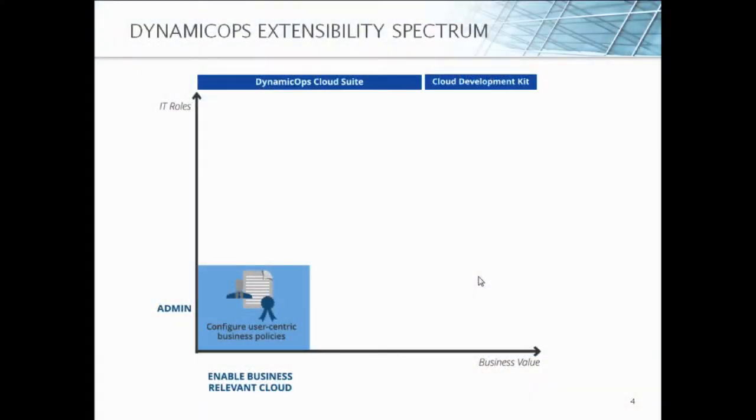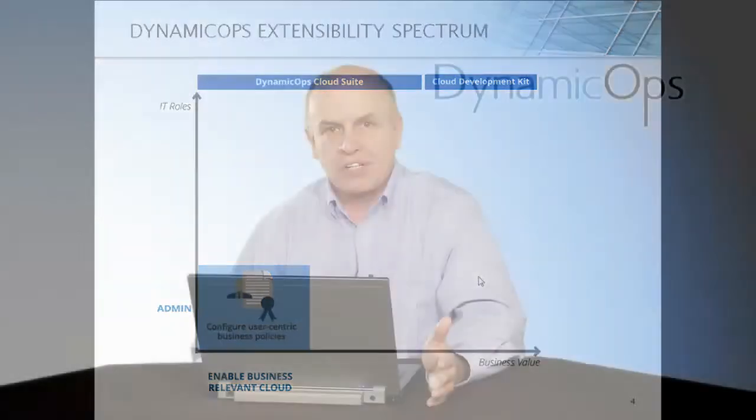So DynamicOps provides a variety of different extensibility options that allow you to customize and meet the needs of the specific business units within your company. At the first level, targeted at an administrator, we enable you to implement a business-relevant cloud that meets the specific needs of each individual business by just reconfiguring policies within the application itself. So the administrator can do this via a self-service portal without having to write any code.